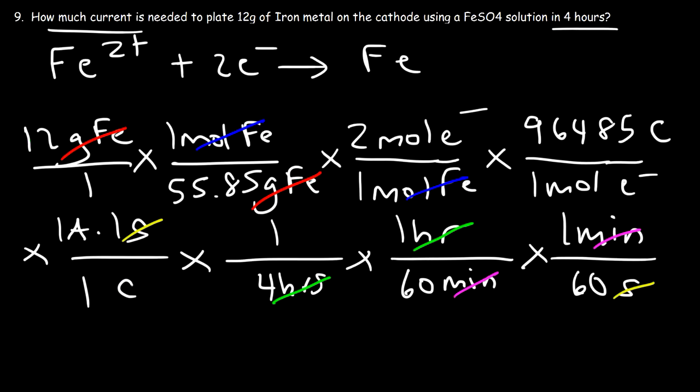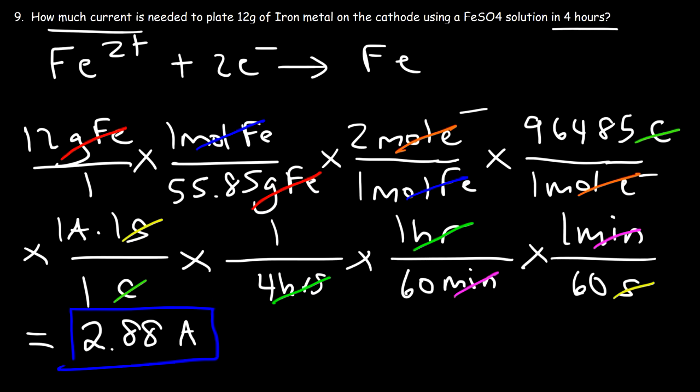And then also we can see that coulombs cancel. And there's one more unit that cancels. It's moles of electrons. So the only unit that we have left over is the amps, which is what we want. That's the unit for current. So this will give us the answer. It's 12 divided by 55.85, and then times 2 times 96,485, divided by 4, divided by 60, and divided by 60 again. So the current is 2.88 amps. And that's the answer to this problem.